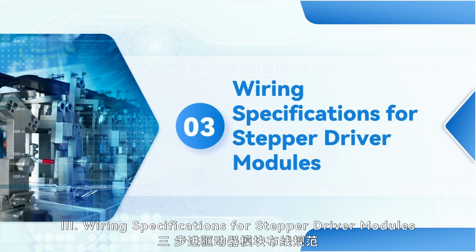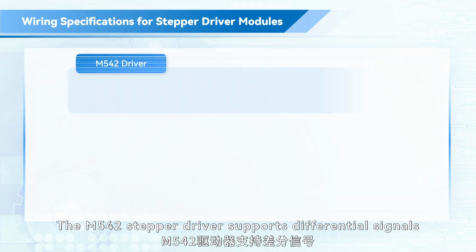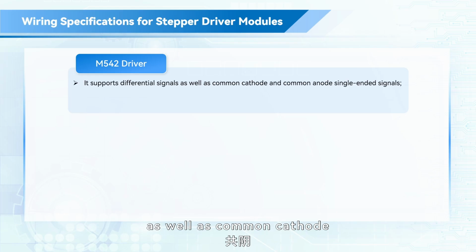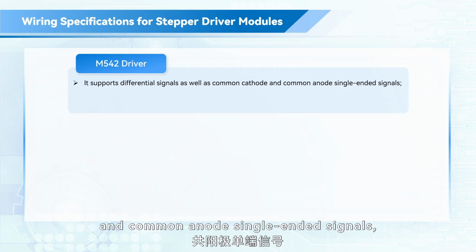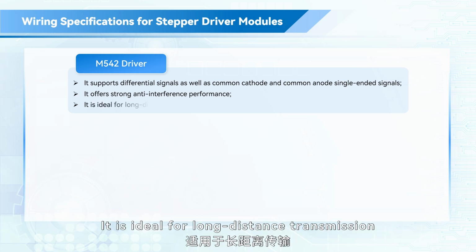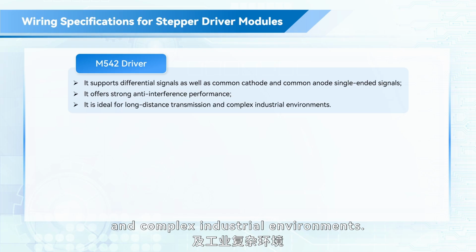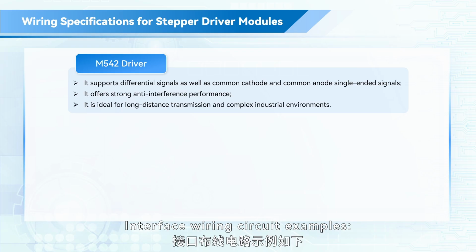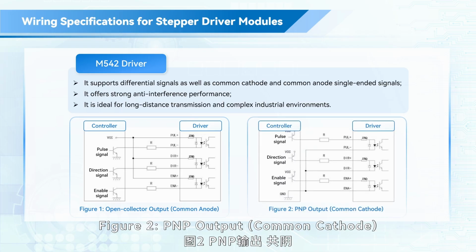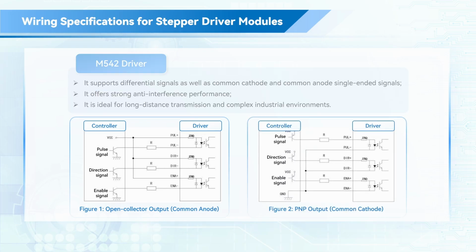Number 3. Wiring specifications for stepper driver modules. The M542 stepper driver supports differential signals as well as common cathode and common anode single-ended signals, offering strong anti-interference performance. It is ideal for long-distance transmission and complex industrial environments. Interface wiring circuit examples. Figure 1. Open collector output, common anode. Figure 2. PNP output, common cathode.